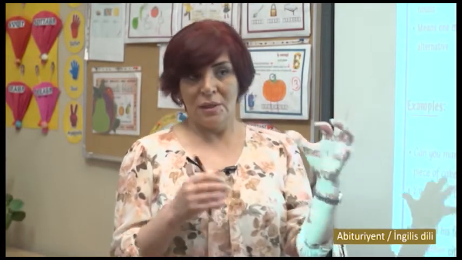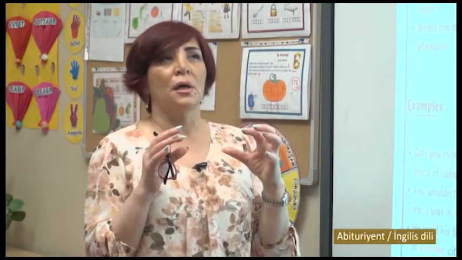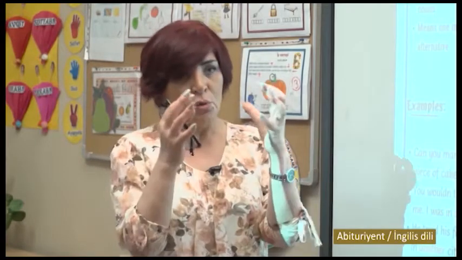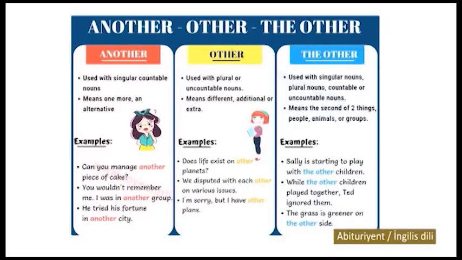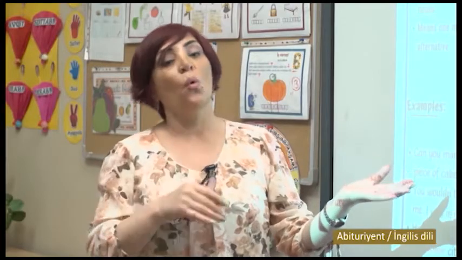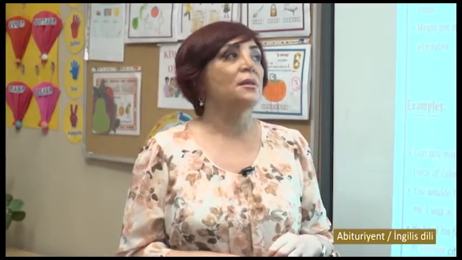For example, Sally is starting to play with the other children. We know which children they are talking about with the other children. So this group of children is familiar to us. Then, while the other children played together, Ted ignored them. Then, the grass is greener on the other side. Here there are two sides, or the street has two sides. On one side, the grass is green, but on the other side, the grass is greener.